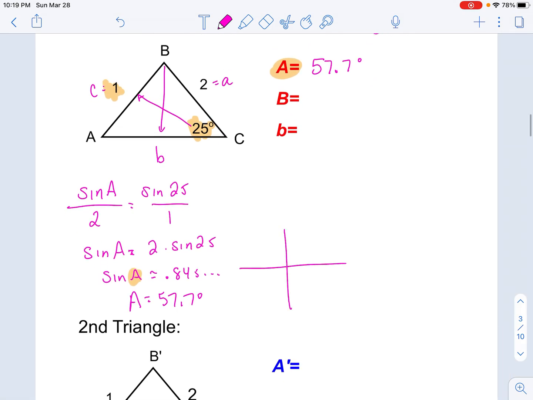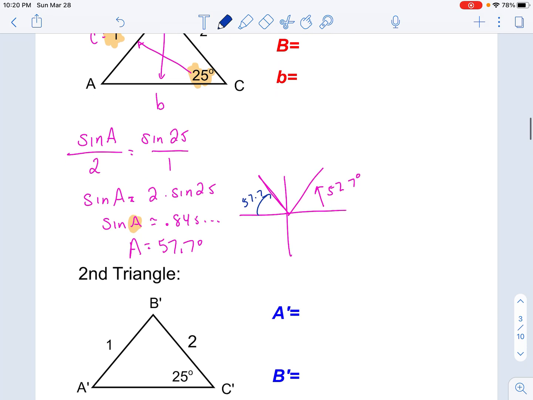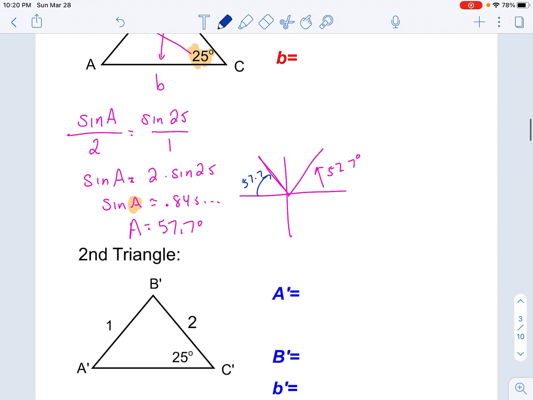Okay, so here's the problem though. Sine is positive here at 57.7 degrees. I also know sine is positive here, and again, my reference angle is going to be the same, that 57.7. So what I have to do is look to see if there's a second triangle that can be formed.